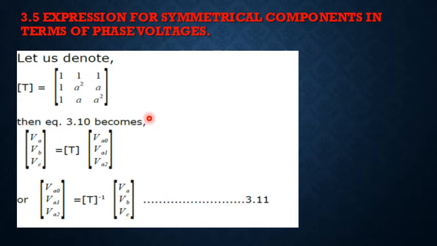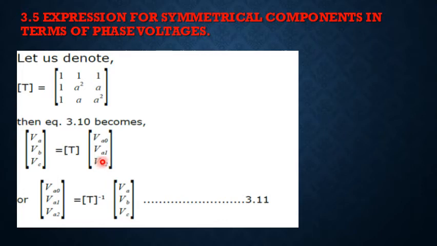From the previous expression, we will represent the matrix from our previous equation with some notation. Let us represent this entire matrix by T. Then our main equation is simplified as the unbalanced phasor voltages equal to this matrix T times the symmetrical components values.